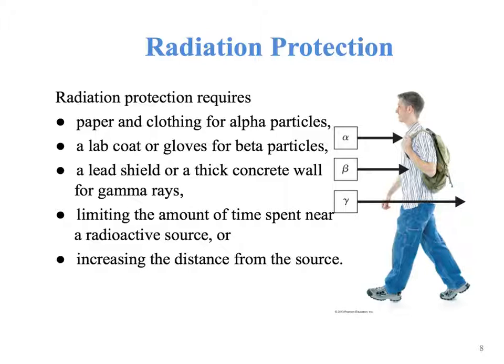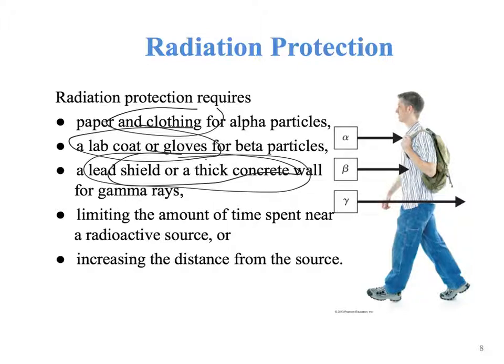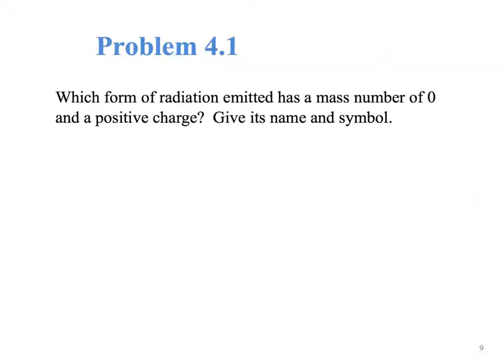So radiation protection is required when we're dealing with radiation. So for example, for our alpha particles, only clothing is okay. Beta particles, coats or gloves. Then when we are dealing with gamma rays, we'll see that we need a lead shield or a thick concrete wall. The amount of time that we spend in front of the radiation is also gonna matter. If we spend a little bit of time in front of the radiation, the consequences will be less than if we spend a lot of time in front of it.